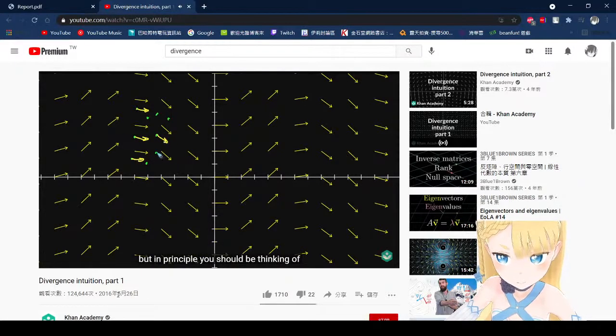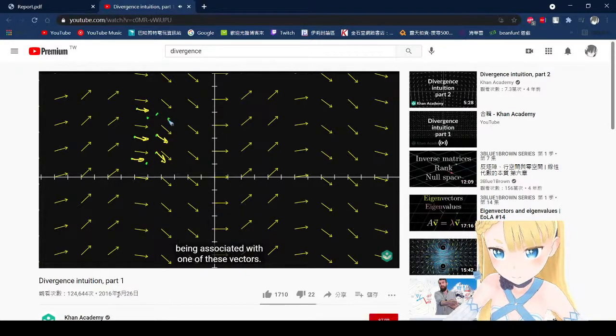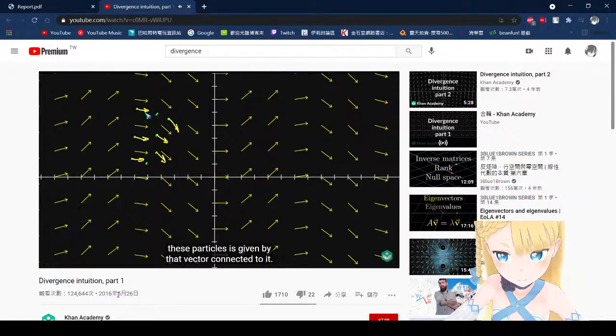But in principle, you should be thinking of every one of those infinitely many points in space being associated with one of these vectors. And the fact that they're smoothly changing as you traverse across space means that showing this very small, finite subsample of those infinitely many vectors still gives a pretty good feel for what's going on. So if we have these fluid particles and you have a vector assigned to each one, a natural thought you might have is to say, what would happen if you let things progress over time, where at any given instant, the velocity of one of these particles is given by that vector connected to it.